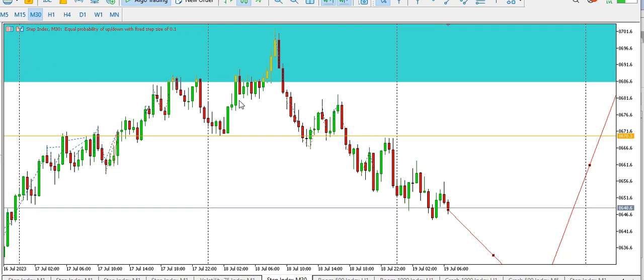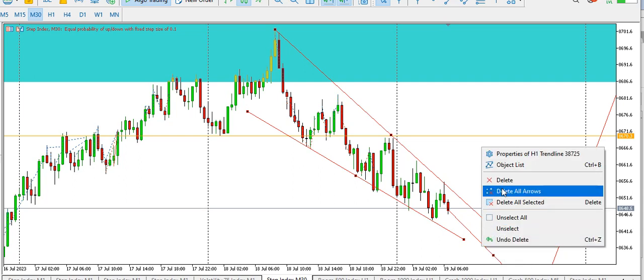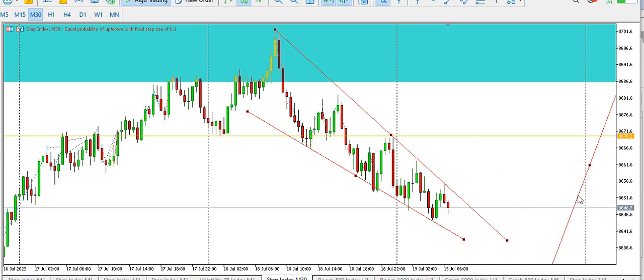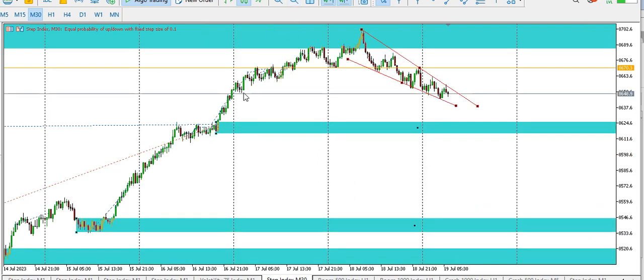On the 30-minute time frame it is also sliding. We have a bearish trend in place. In fact, we have a bearish channel that is being respected, and we expect price to continue to slide downwards.